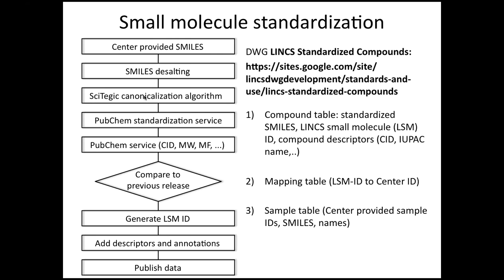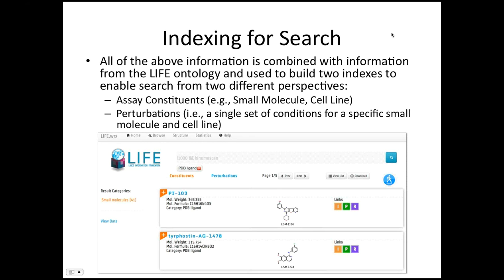We do the standardization of the SMILES, and then we use the PubChem standardization service and get the CIDs, molecular weight, molecular formulas, and all the other latest stuff for the small molecules. And then based on that, we generate an LSMID and add other descriptors, whether it's a kinase drug or whether it's an MLP probe and all those things, and then add it to the data. That's how we do it. So this is how our application works.